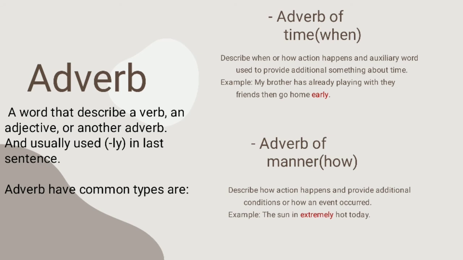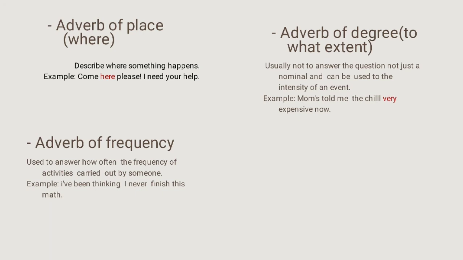And number 2, adverb of manner or how, describes how an action happens and provides additional conditions on how an event occurred. An example: the sun is extremely hot today. And number 3, adverb of place or where, describes where something happens. An example: come here please, I need your help.